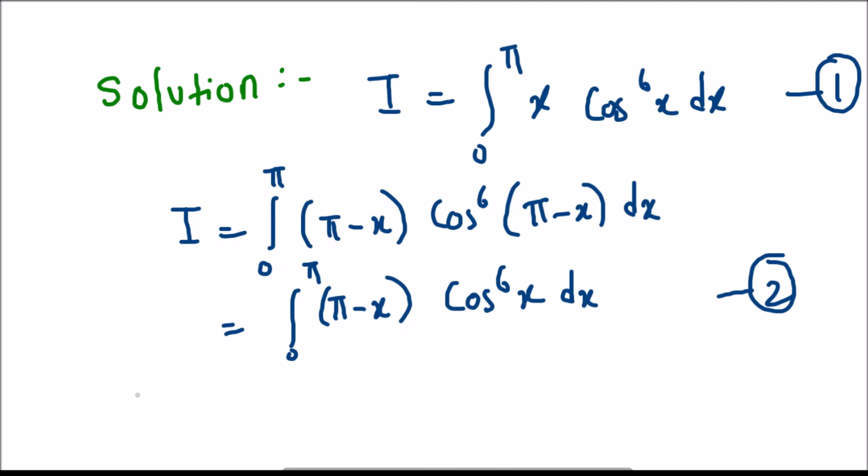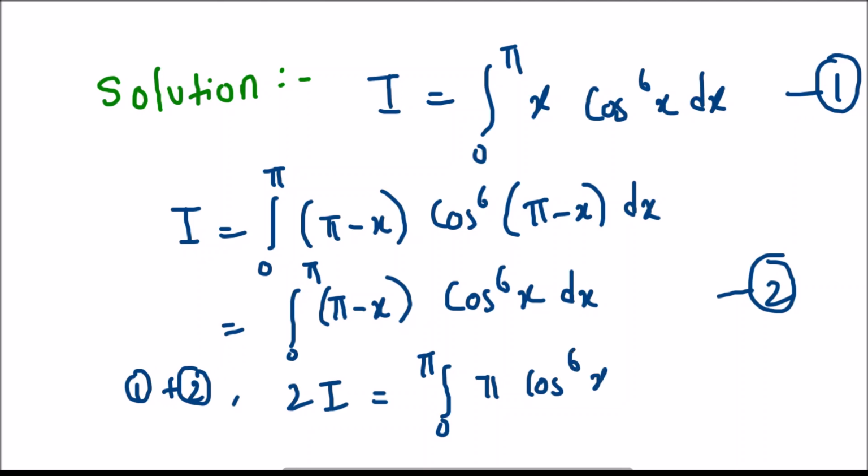If I add 1 and 2, I plus I is 2I. On the right hand side, I have the integral from 0 to pi of pi cos raised to 6x dx. That plus and minus x will go away. Now pi is a constant, so I can take it outside. So I have 2I equal to pi times the integral from 0 to pi of cos raised to 6x dx.